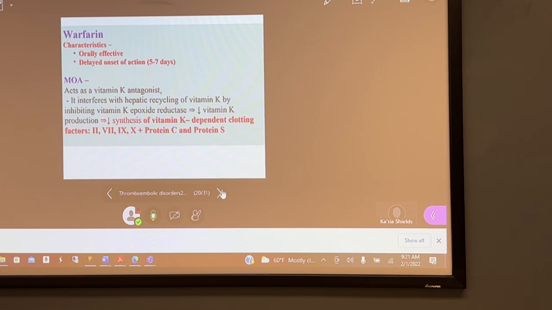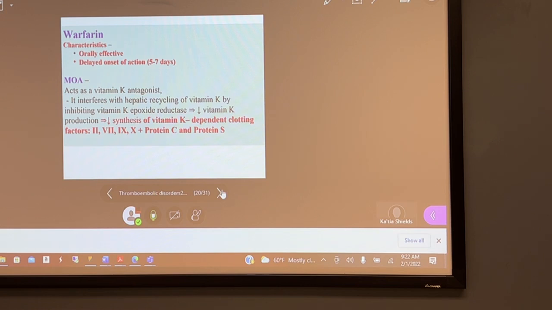What's the mechanism of action of warfarin? It acts as a vitamin K antagonist. Anytime you have vitamin K deficiency, you need to be careful in terms of dosing with warfarin, because it's a vitamin K antagonist and already the patient has vitamin K deficiency. So what really does it do? By antagonizing vitamin K, it causes the reduction of the synthesis of clotting factors that depend on vitamin K.